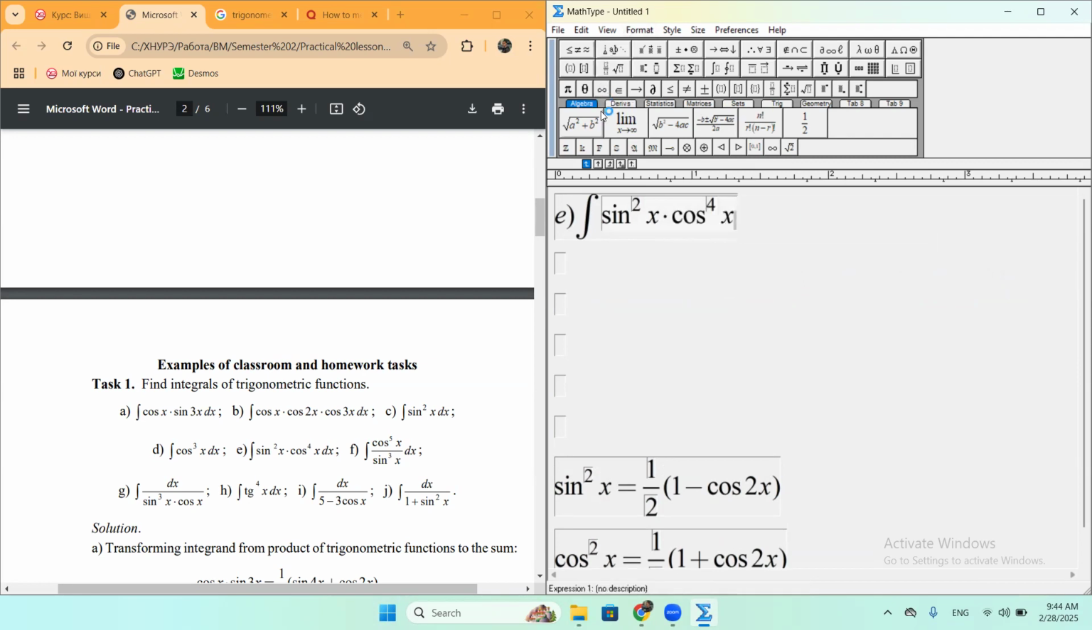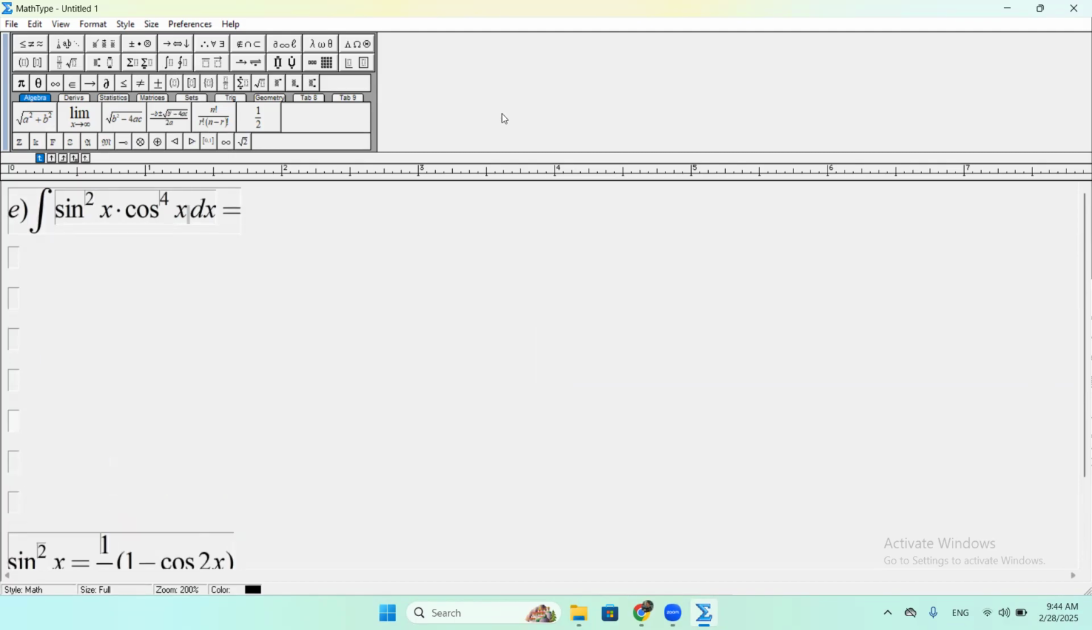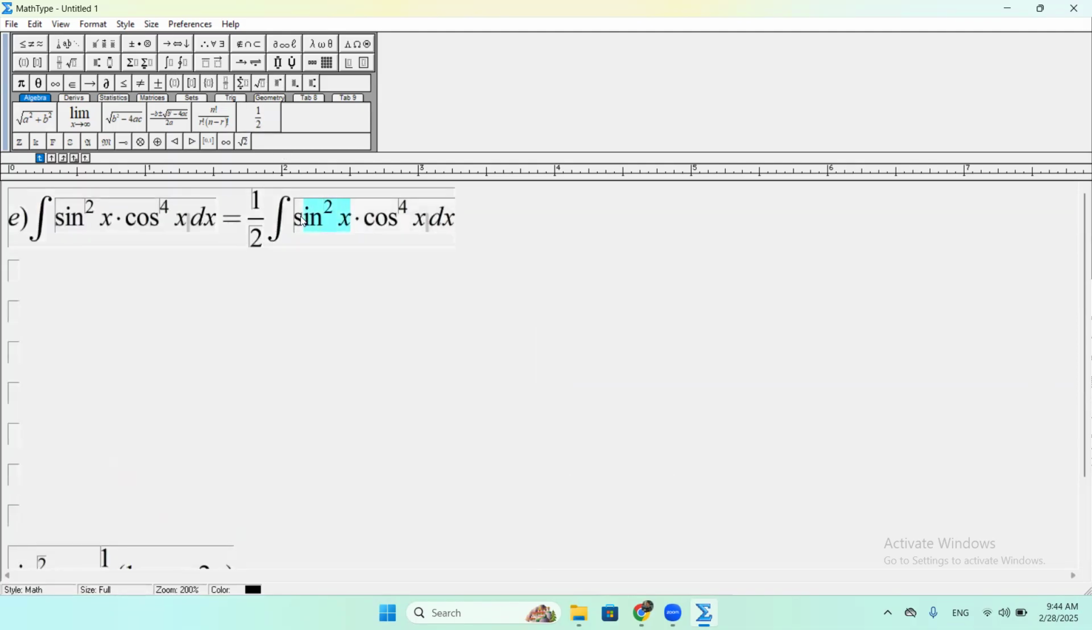But we will manage to calculate it. So for now, first of all, let's reduce the power as much as we can. So for sine square of x, 1 minus cosine 2x, and then continuing.